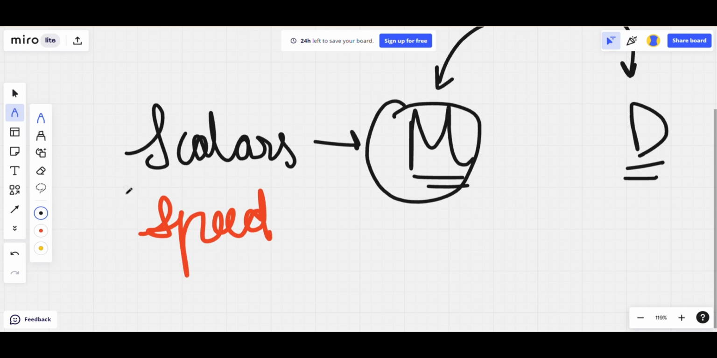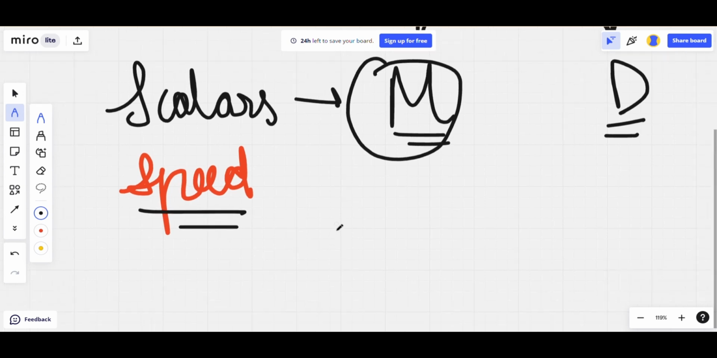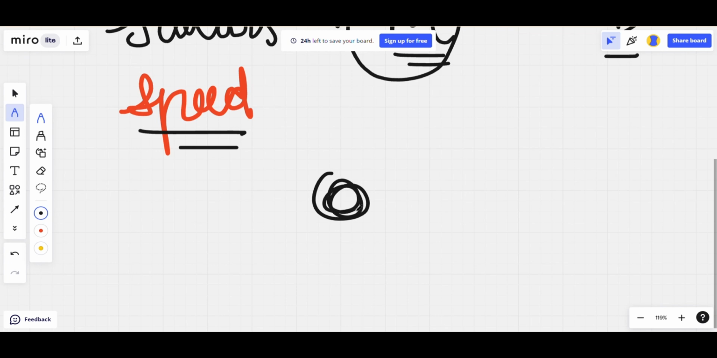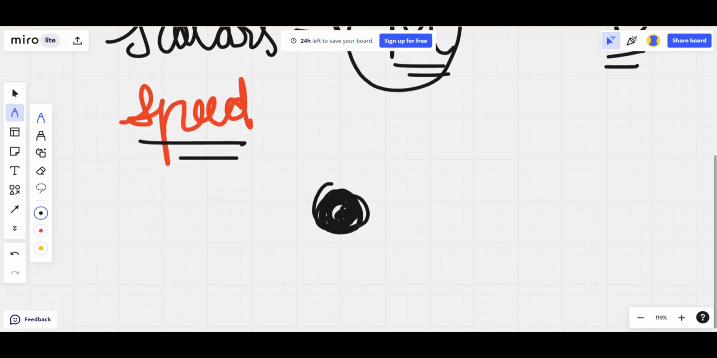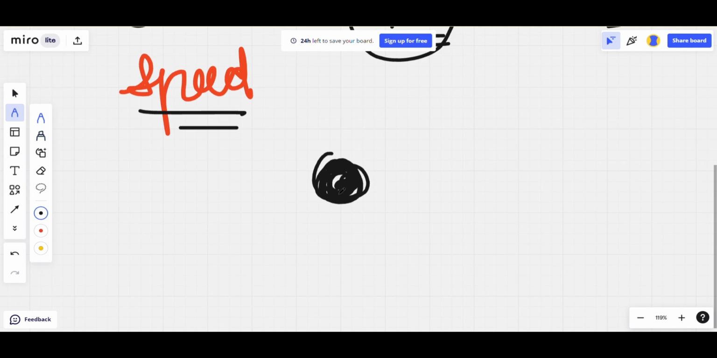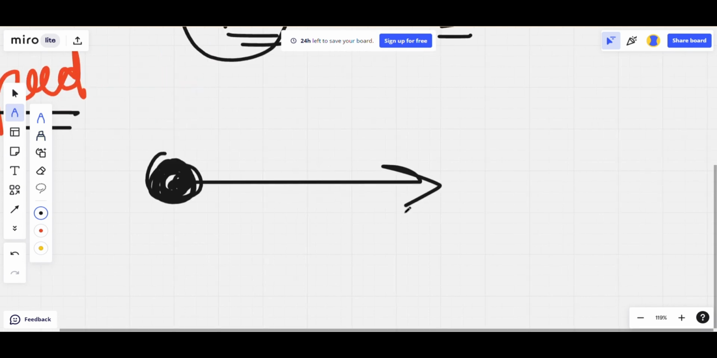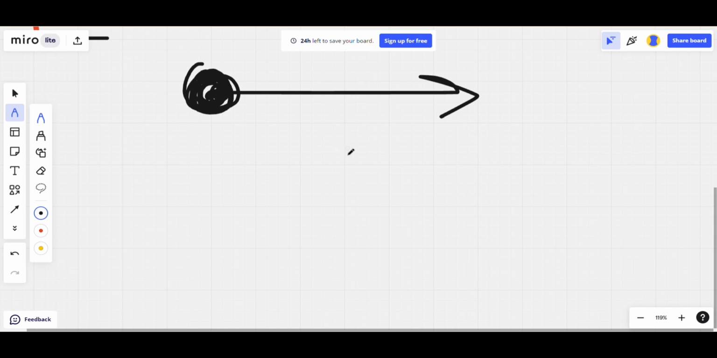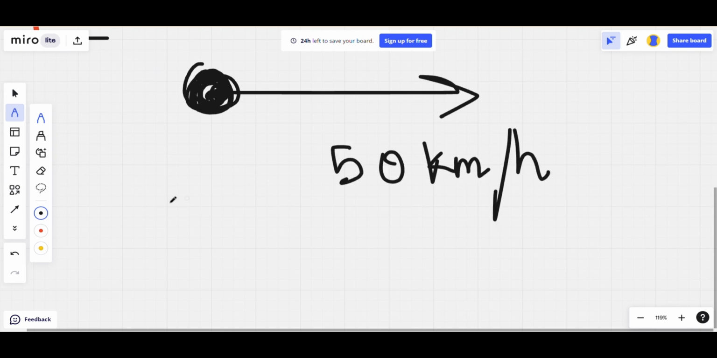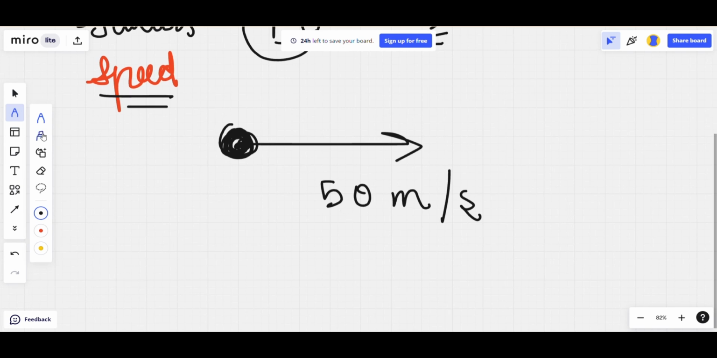So for an example of a scalar, we have speed here. Let's take an example to understand the concept better, about magnitude and direction. Okay, let's say this is a body. Let's say the body is moving in this direction with a speed, or a velocity, of 50 kilometers per hour. Or let's take 50 meters per second. Okay, it's moving really fast in this direction.